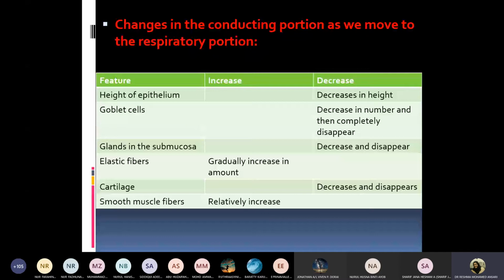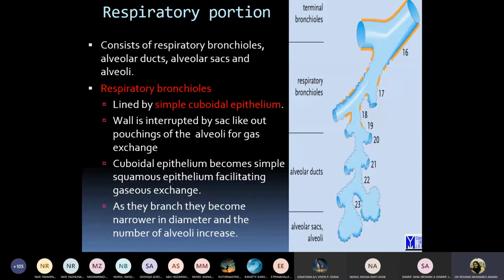Okay, yeah? So next we go to our respiratory portion. This respiratory portion has respiratory bronchioles, alveolar ducts, alveolar sacs. So for the conducting portion, we finished our nasal cavity. Then we went to the olfactory area of the nasal cavity. We finished the nasopharynx. We finished the epiglottis and the larynx. Finished the trachea, the primary, secondary, tertiary bronchus. Then we finished the bronchioles up to terminal bronchioles. Now we are going to the respiratory portion. In the respiratory portion, we have respiratory bronchioles, alveolar duct, alveolar sac, and the alveoli.